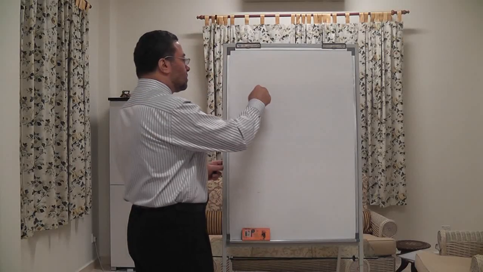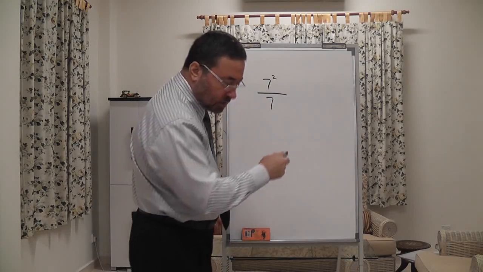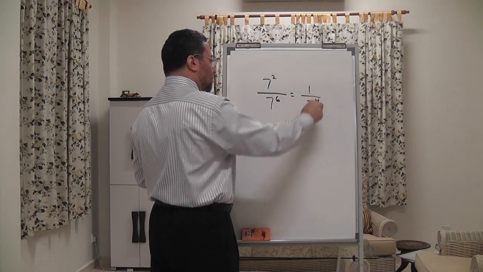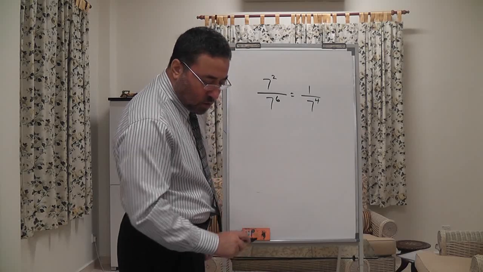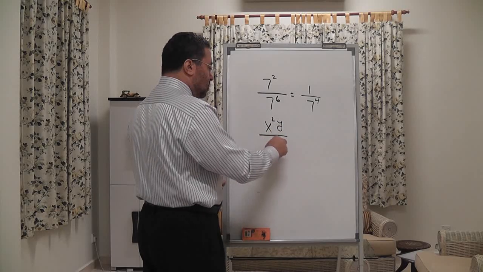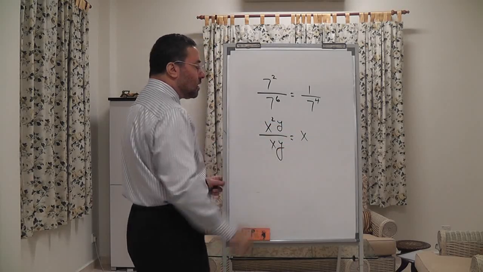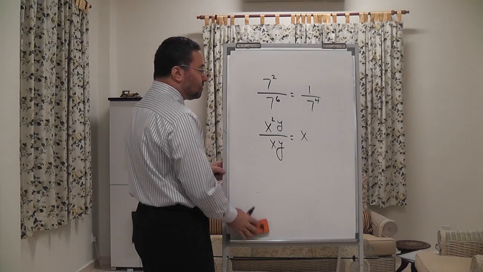We'll start with the written exercises. Number 2, 7 squared over 7 to the 6. We minus the powers, and that will be the answer. Number 6, x squared y over xy. We minus these two powers, we get x, and the y over the y we get the 1. And that's the answer.